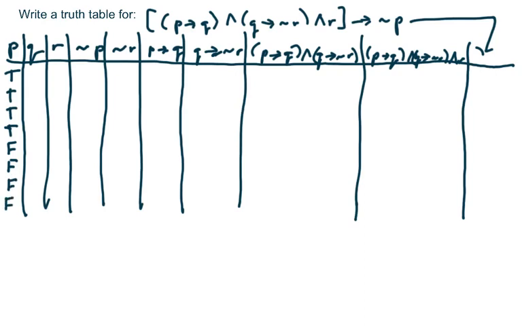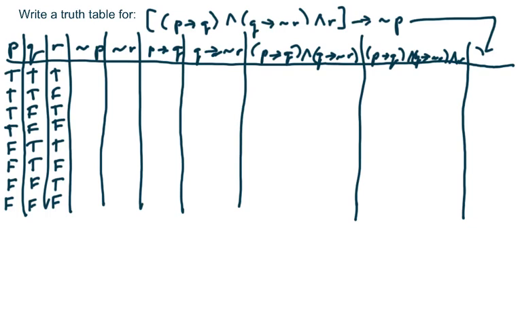Under the Q, write 2 trues, followed by 2 falses, followed by 2 trues, followed by 2 falses. And under the R, alternate true, false, true, false, true, false, true, false. This gives you every possible combination of truth value for P, Q, and R. And now we can begin to build our truth table.